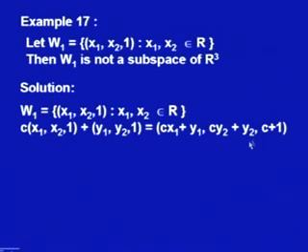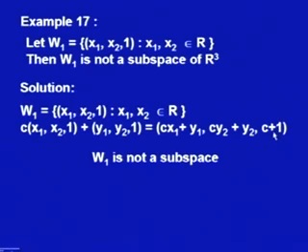So, this is not a subspace because we want the third component here to be 1. Now, this will be 1 only when C is equal to 0. For general value of C, this will not be 1, and that is why this right hand side will not belong to W1, this linear combination does not belong to W1, and we say that W1 is not a subspace.